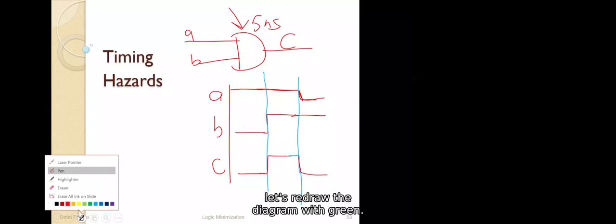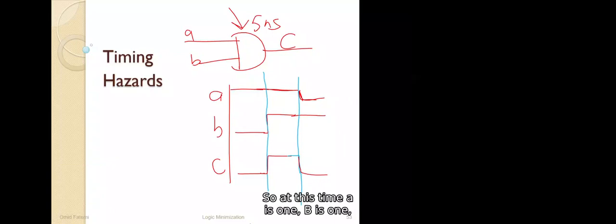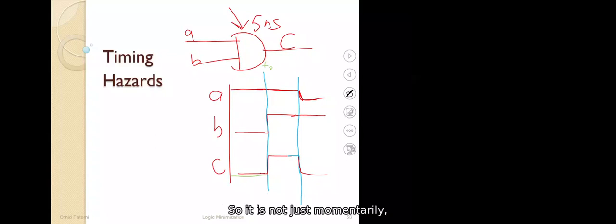If this is the case, let's redraw the diagram with green. At this time, A is 1 and B is 0, so C is 0. Still C is 0. At the first time, let's say T0, B becomes 1. So it is not instantaneous that C becomes 1. C becomes 1 with how much delay?